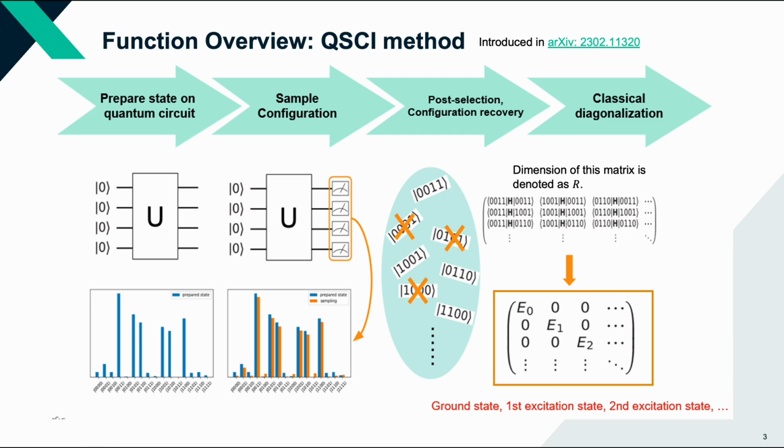Now, let me get down to the algorithm itself. Suppose you have a way to prepare a quantum state on a quantum circuit. Then you can sample this state on the computational basis. From the sampling results, you can choose to accept or reject particular computational basis states based on the symmetry of your system and its importance. Then you construct an effective subspace Hamiltonian based on the sampling results and the original Hamiltonian H. Finally, you diagonalize this effective Hamiltonian, and the eigenenergies you get is the estimation of the spectrum of the original Hamiltonian.